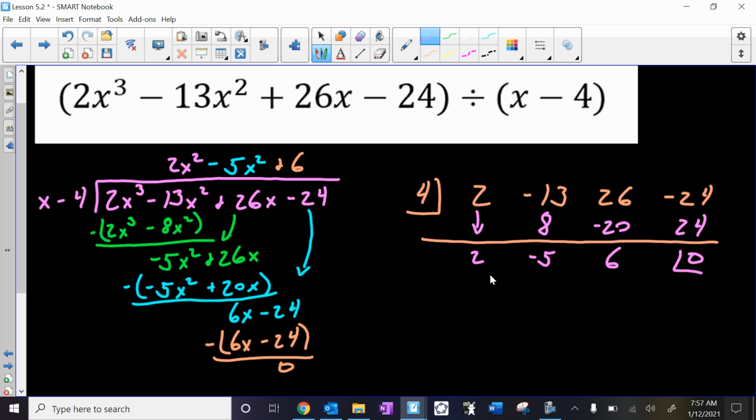Now, an easy way to know how to write this as my polynomial is this last term in here, inside this box, this would be considered my remainder. This would be my constant term, linear term, quadratic, or something to the second power. This would be to the third power if I kept going. So I could rewrite this as 2x squared minus 5x plus 6.